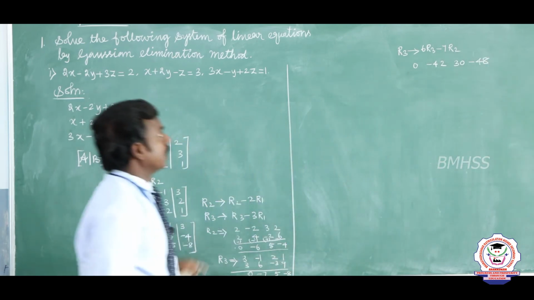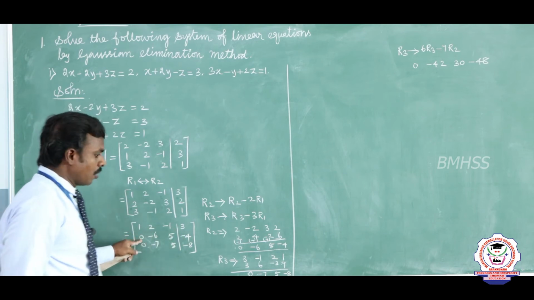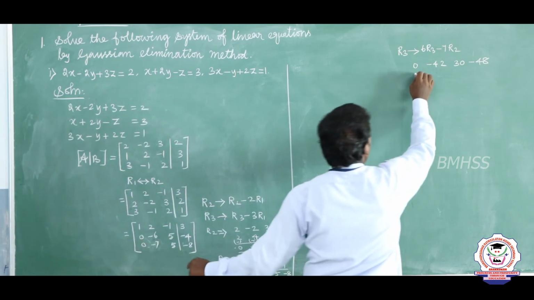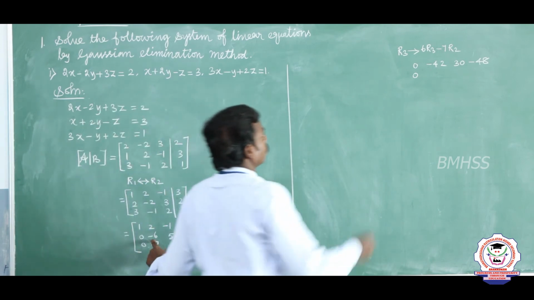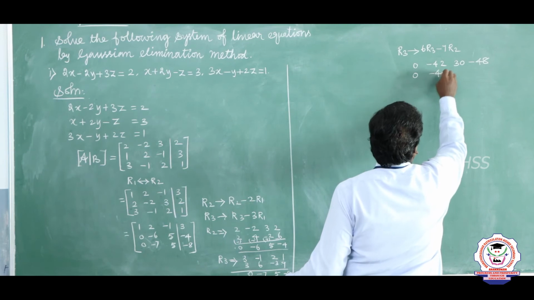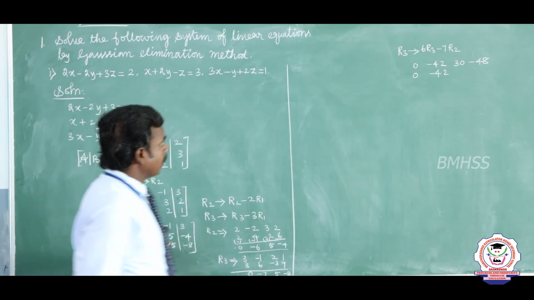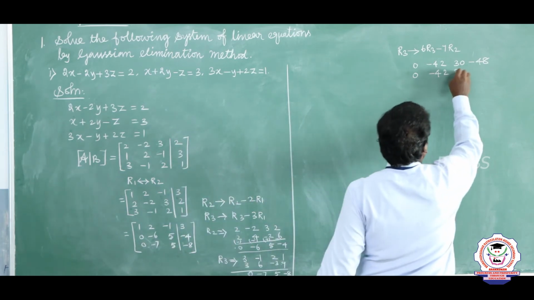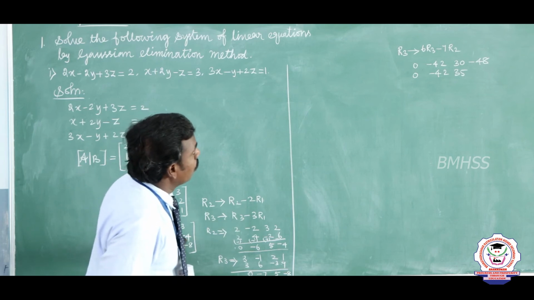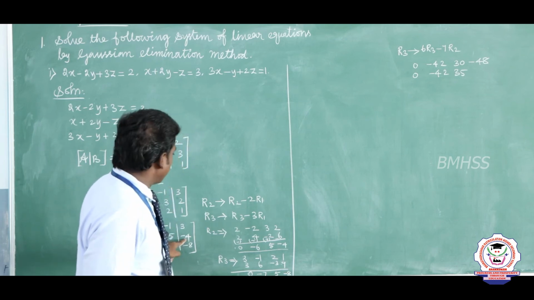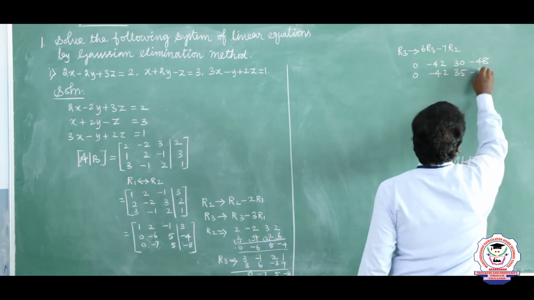The second row I am going to multiply by 7. So 0 into 7 is 0, minus 6 times 7 is minus 42, 5 times 7 is 35, and minus 4 times 7 is minus 28. From this we can write minus 28.